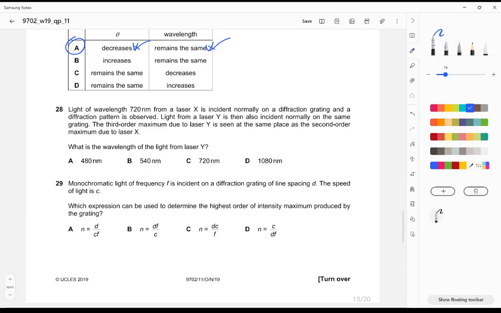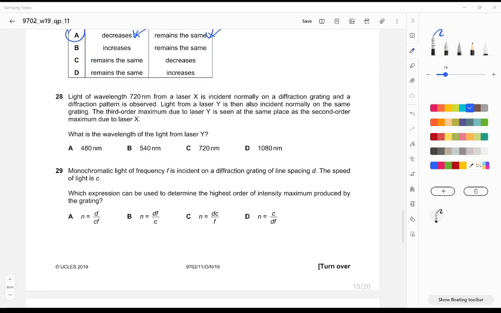Let's just do this question. Light of wavelength 720 nanometers from laser X is incident normally on a diffraction grating and a diffraction pattern is observed.